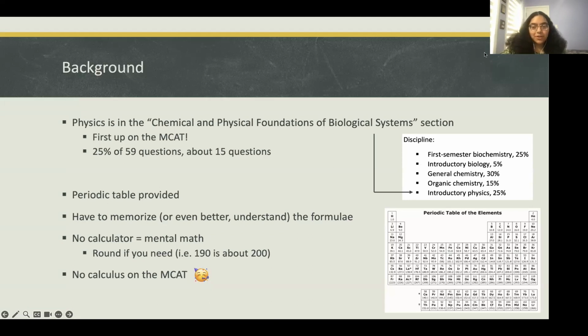And the good news is there's no calculus. So even though the physics classes you've had to take are calculus based, you're not going to have to do any of that. So it's mainly just going to be multiplication, addition type questions if there are numbers, or it could just be more concept based questions.